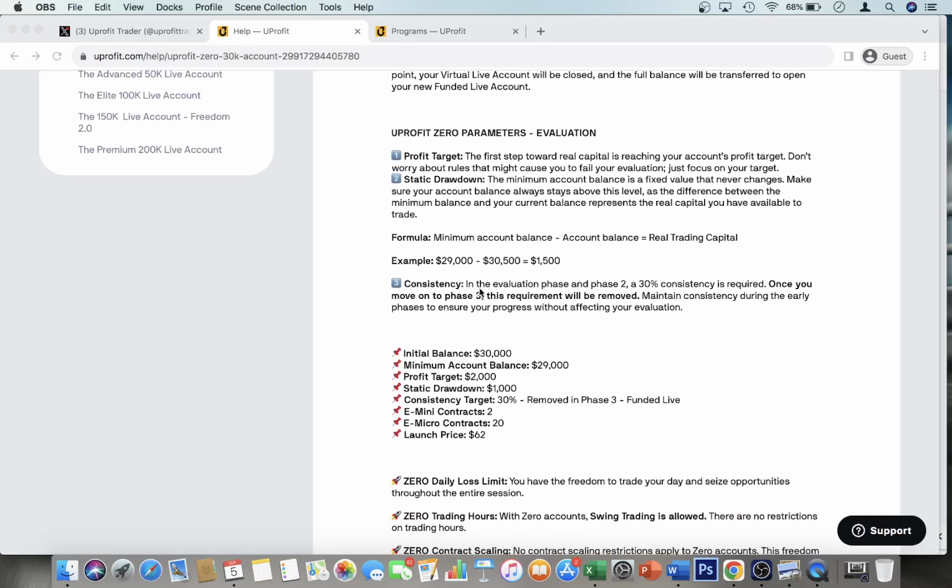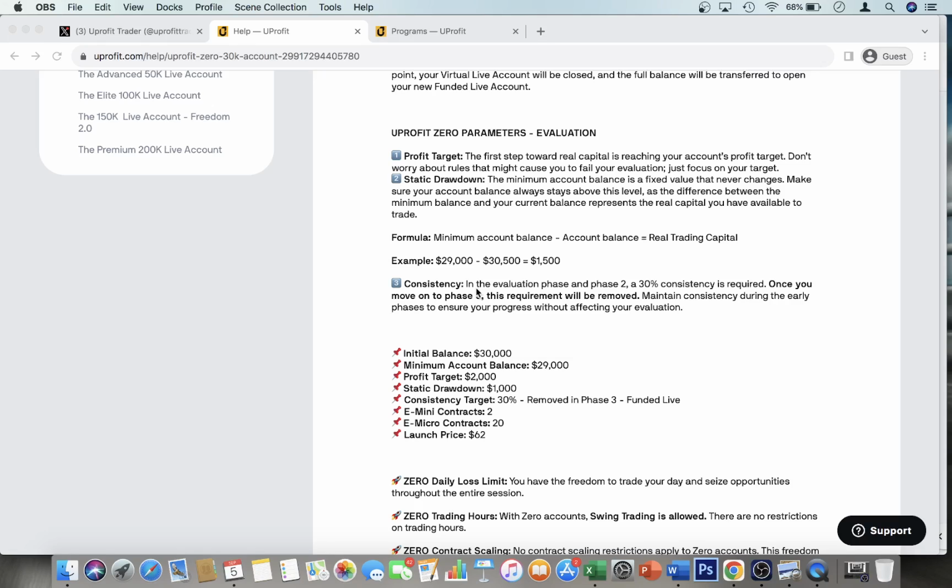And this is what I don't like about this account. They have a consistency rule. The consistency rule applies both in the eval and in the funded account. You rarely see that, where they have consistency rules in both the eval and the funded account. To me, it's a turn off right there, but it is what it is, right?